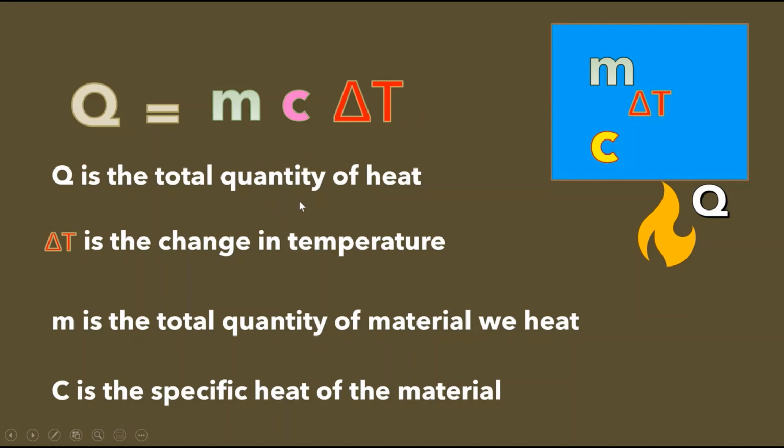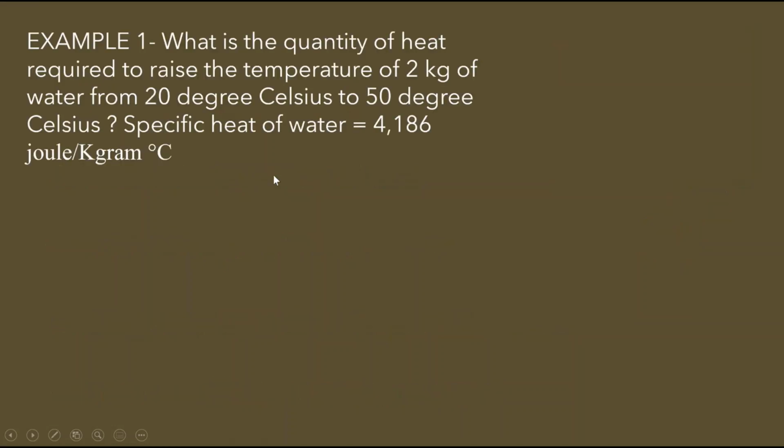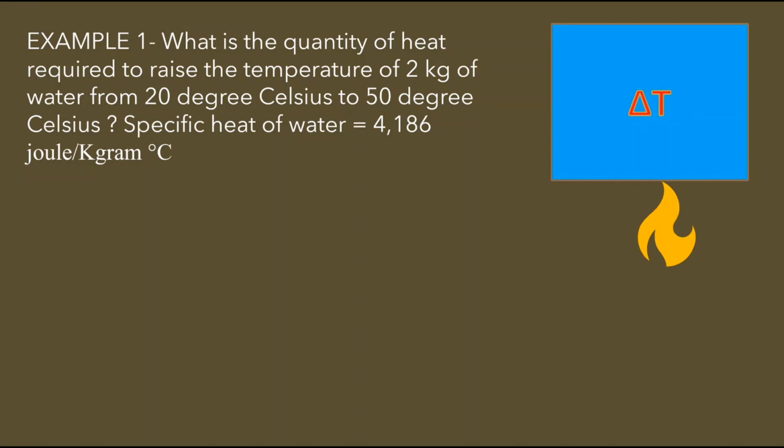So let's get into a more specific example. What is the quantity of heat required to raise the temperature of 2 kilograms of water from 20 degrees Celsius to 50 degrees Celsius? The specific heat of water is given as 4186 joules per kg degree Celsius. So for example, this is a water body to which we provide some outside heat energy, and we need to calculate the Q.